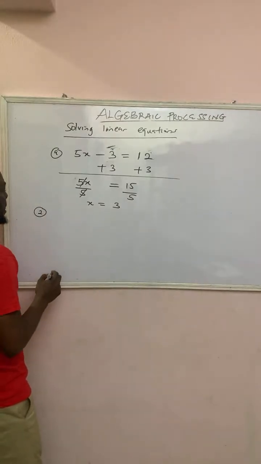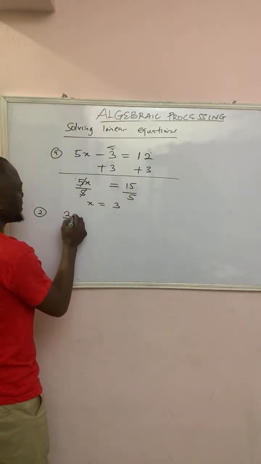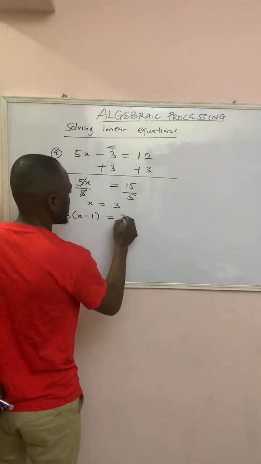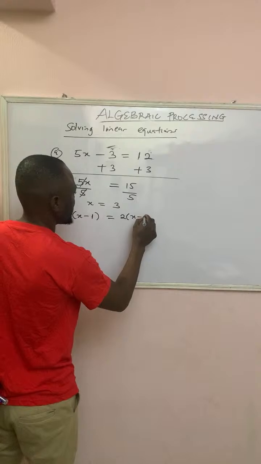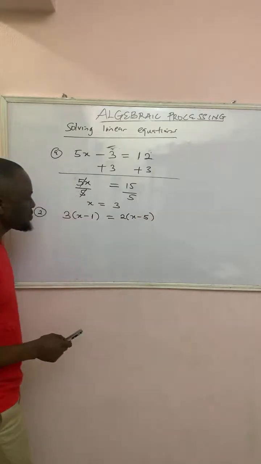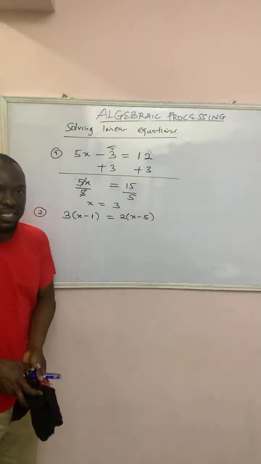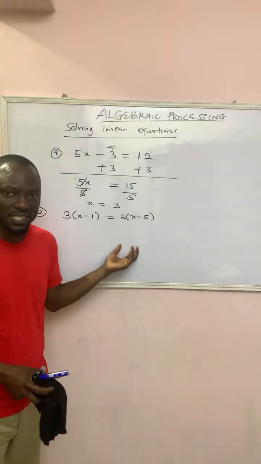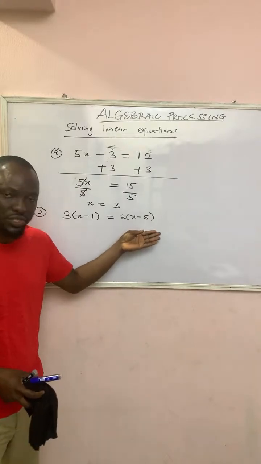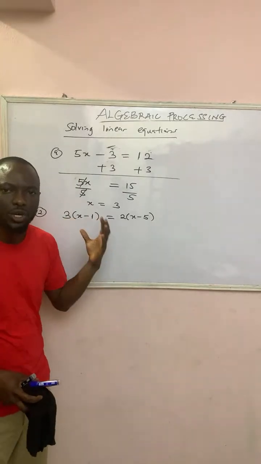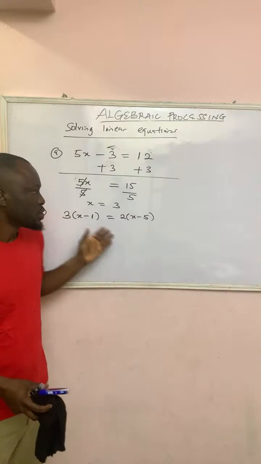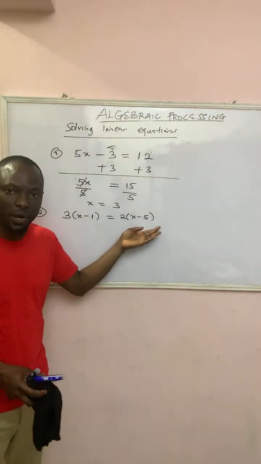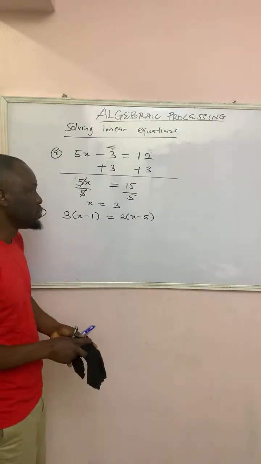Now let's presume we have 3 into bracket x minus 1 equals 2 into bracket x minus 5. If you look at this, we want to find the solution of x. This is a linear equation. We want to find the value of x in this expression. So the first thing you need to do is find a way of removing the bracket so that it's easier for you to solve.